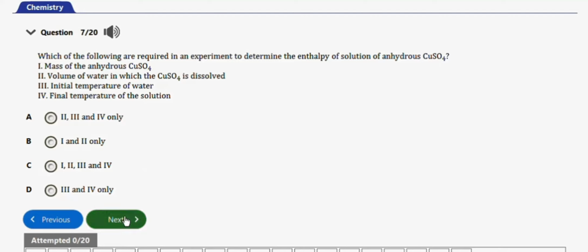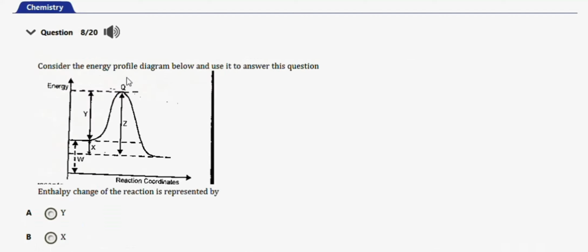Alright, next question will be this one. It says, consider the energy profile diagram below and use it to answer this question. So the enthalpy change of the reaction is represented by, so guys, the right answer to this question will be option B, X. So the enthalpy change is the X value. Alright, so that's it for this question. Enthalpy change is the heat content of the chemical reaction.